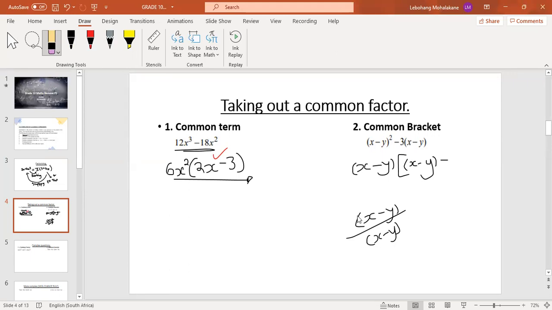Negative 3y, negative 3y, I'm going to have negative 3y, 3 into x minus y. It's this term. So I divided by xy. I'm doing this on the side, remember. So it means this is going to cancel out this. So I'll only remain with negative 3.